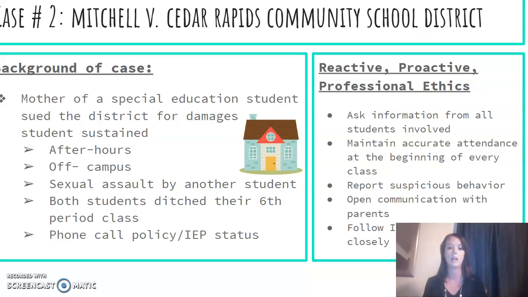On this particular day, both of the students decided to ditch their 6th period class. And in this case, at the school, parents get kind of like a robo phone call policy as far as attendance, stating that the student missed a particular class. There wasn't immediate follow-up on the end of the school or on the end of the 6th period teacher when they noticed that the kids were ditching or that the kids weren't present.